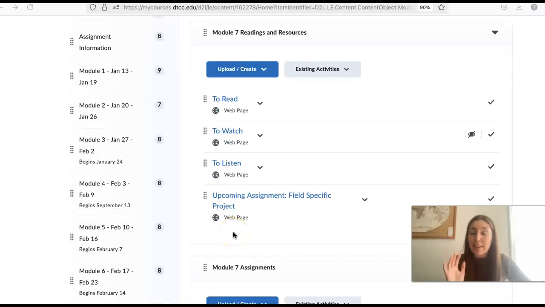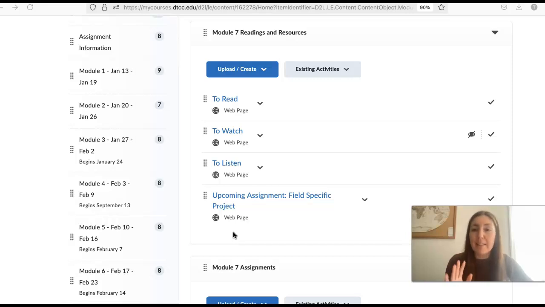Again, the main thing to start thinking about this week and next week is the field specific project. Again, this is a project where you're going to interview someone in the medical field, in a field that you want to work in or you're already working in, and you're going to ask them, what do you do when you get a patient that doesn't speak English? What are the procedures? How do you deal with that patient? What are your strategies for communicating with someone who doesn't speak English?